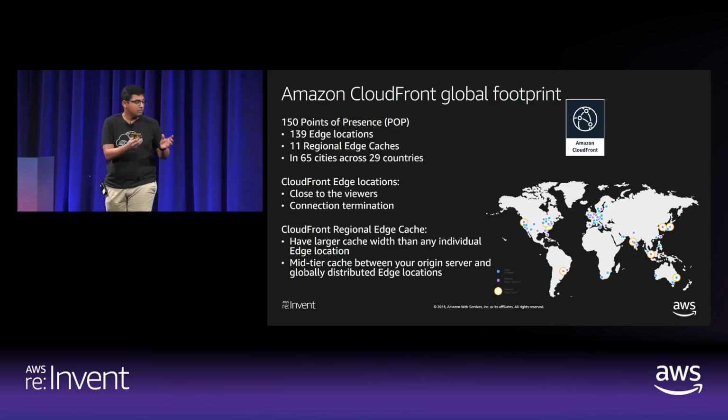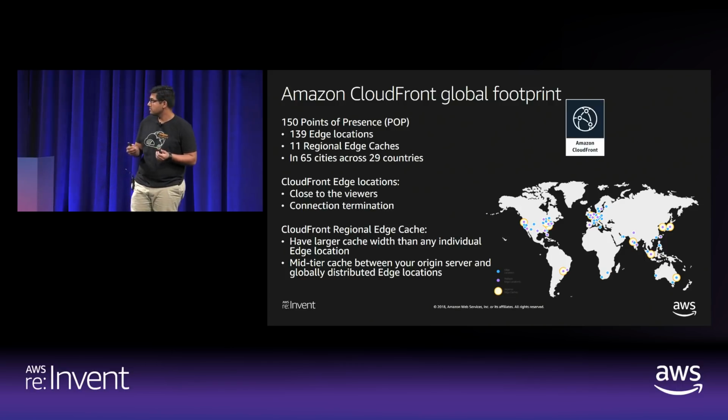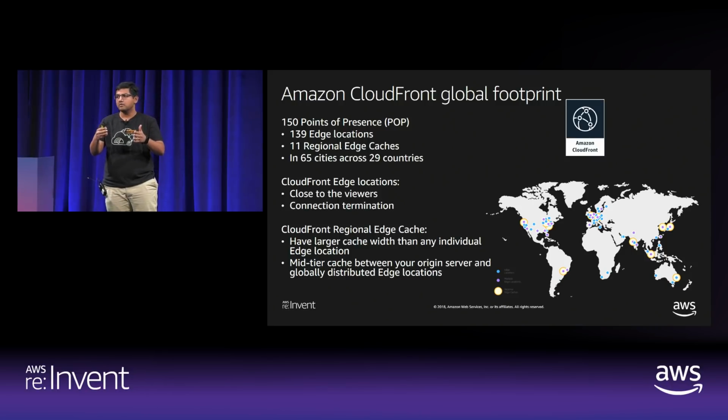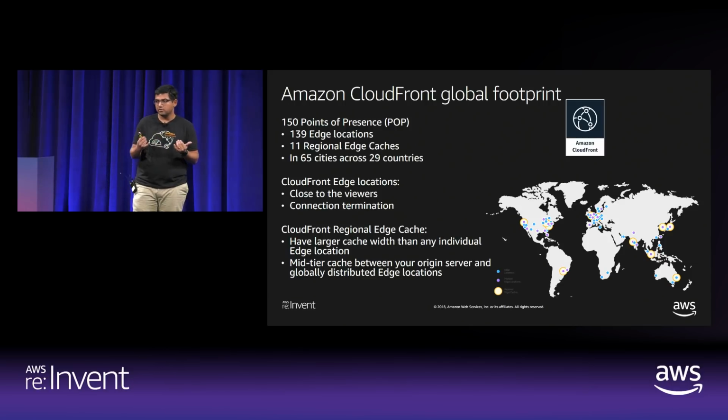So that's the reason that we have a mid-tier cache layer called Regional Edge Cache, which helps by basically funneling the request to these nearby regional edge caches and then going onto your origins. So these regional edge caches have a much larger cache width than any single edge location, and that helps protect your origins, as well as cache more and more of your content.